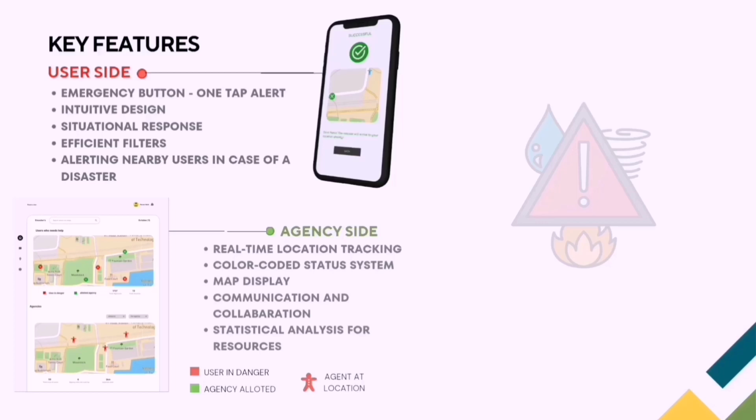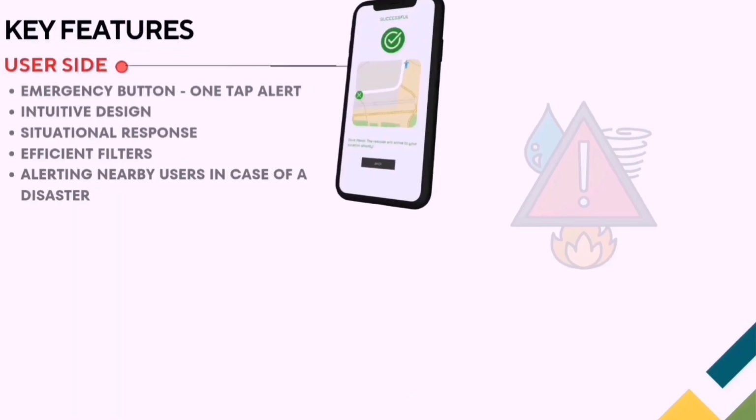Key features for the agencies are real-time location tracking, a color-coded status system for agency coordination, a dynamic map display to visualize emergencies and agency resources, statistical analysis to optimize resource allocation based on data.